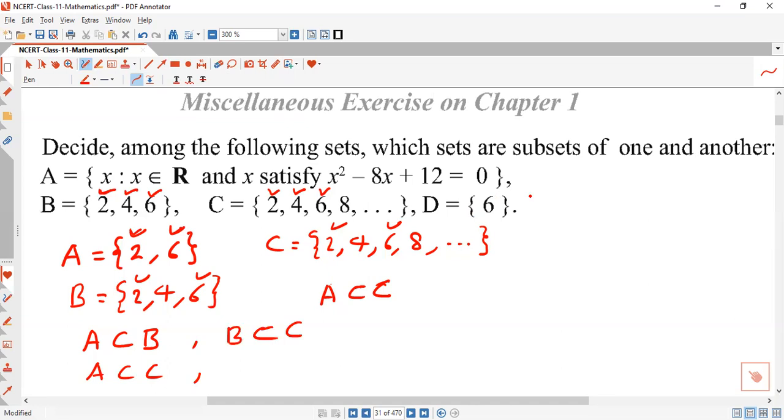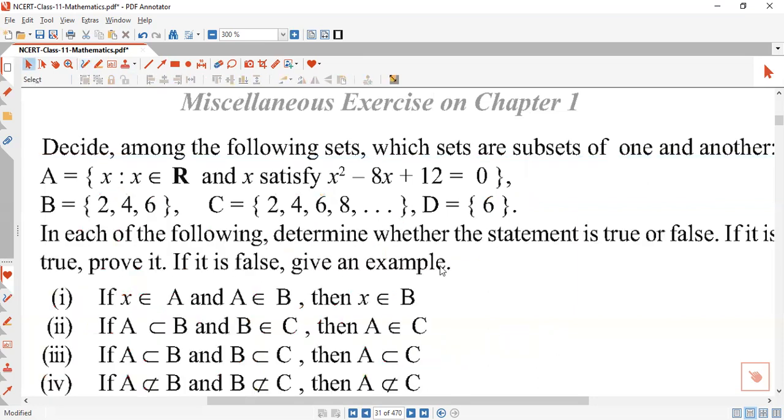Okay, fine. Here, look. D is a subset of A, B, and C. You see, the element 6 is there. 6 lies in A also, so we see that D is a subset of A. And you see D, 6 also lies in B, so D is a subset of B also. 6 lies also in C, so we say that D is a subset of C also. So this is the end of this question number 1.